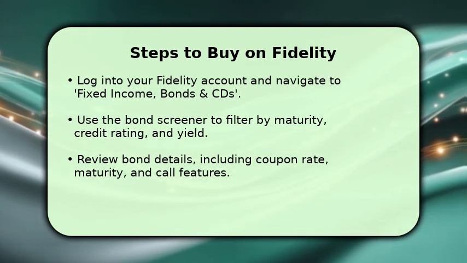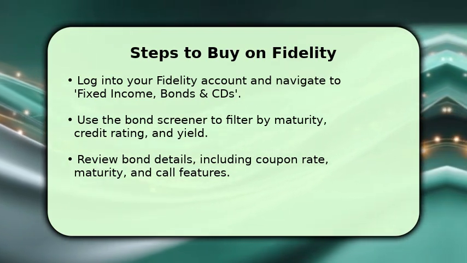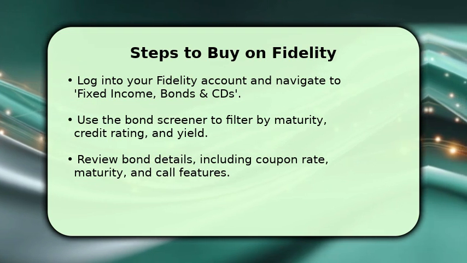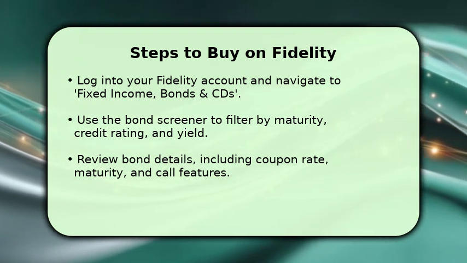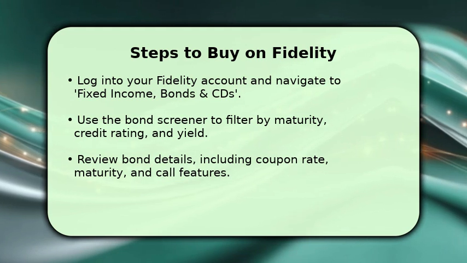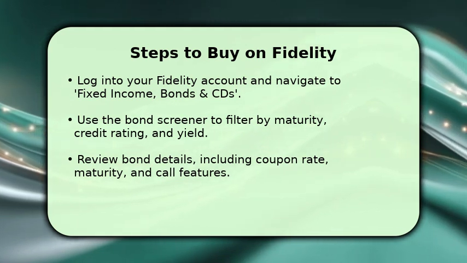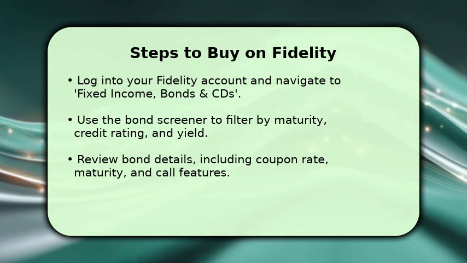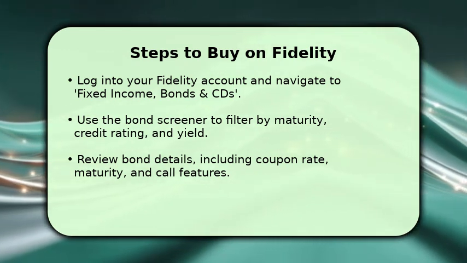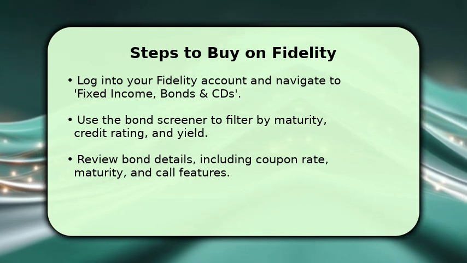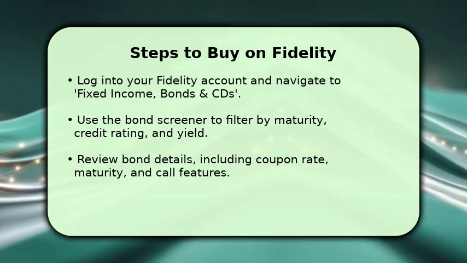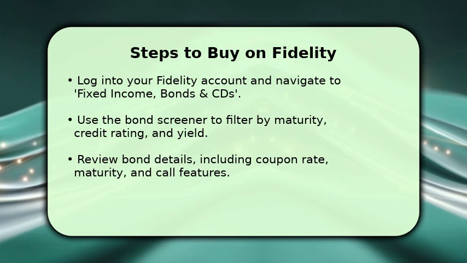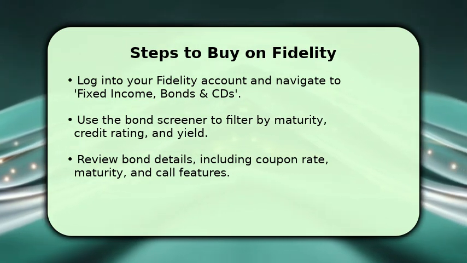To buy corporate bonds on Fidelity, begin by logging into your account and selecting the Fixed Income, Bonds and CDs section. Here, you can use the bond screener to filter available bonds by criteria such as maturity date, credit rating, and yield. Carefully review the bond's details, including its coupon rate and any call provisions. When placing an order, remember that one bond typically represents $1,000 in par value, so enter your desired quantity accordingly.